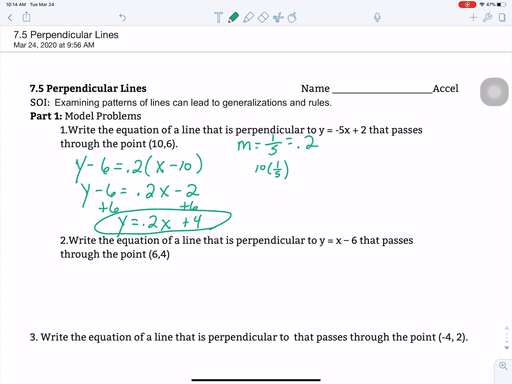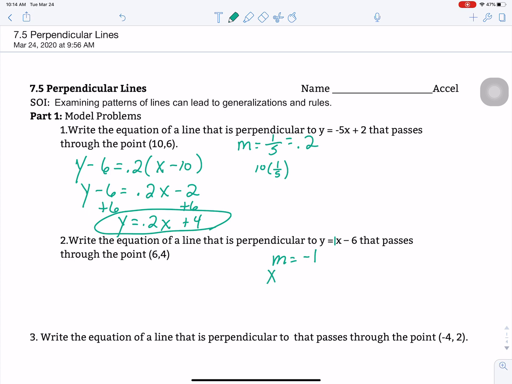Same idea when I'm looking at number 2. Remember, if there's no number in front of x, my slope is a 1. So the opposite reciprocal of 1 is just going to be a -1, because 1 over 1, flipping that fraction is still a 1 over 1. It's just I have a negative in there somewhere.